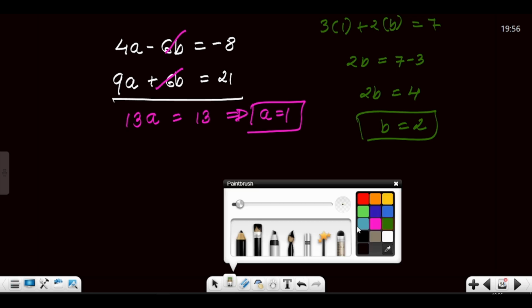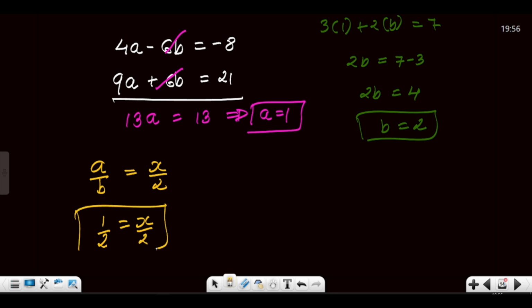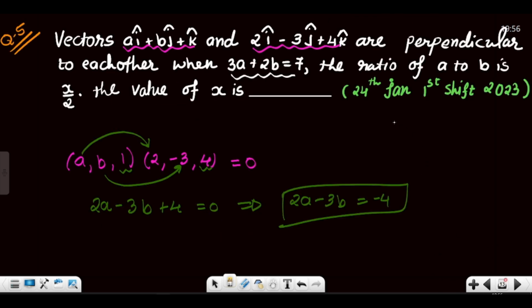What have they asked for? They have asked for the ratio of a and b. A by b is x by 2. A is 1, b is 2, which is equal to x by 2, which means x is 1. This was the numerical question, x is 1. This question was asked on 24th January, first shift 2023.